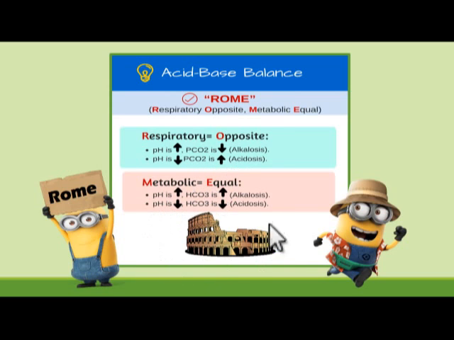On the other hand, metabolic is going in the equal direction. If pH goes up, HCO3 goes up. If pH goes down, HCO3 goes down. In the respiratory, the primary effect is PCO2. On the other hand, in the metabolic, the primary effect is bicarbonate, which is HCO3.